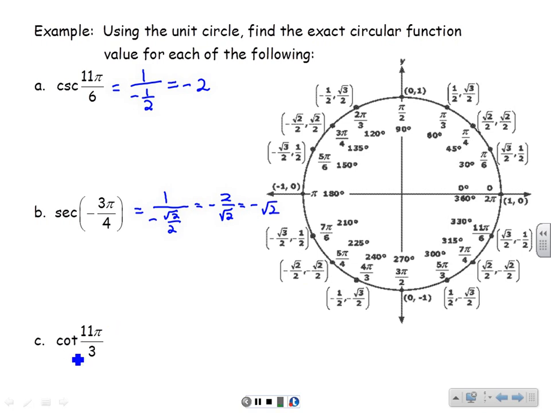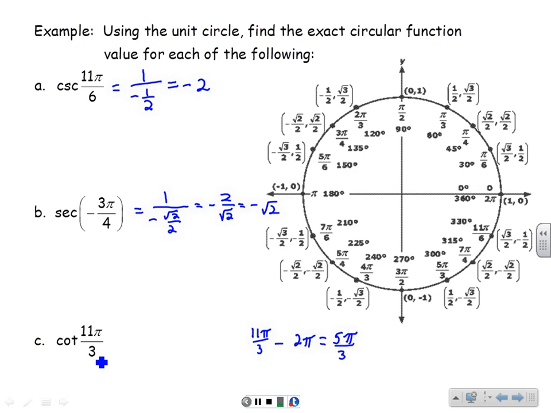Alright, so let's look at this one. Cotangent of 11 pi over 3 is going to be multiple rotations, and I know that because if I take 11 pi over 3 and I minus 2 pi, that's going to get me to 5 pi over 3. And so that's what I am looking for.